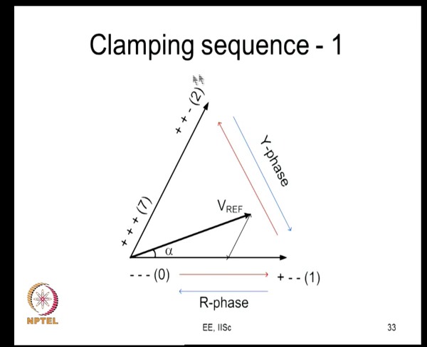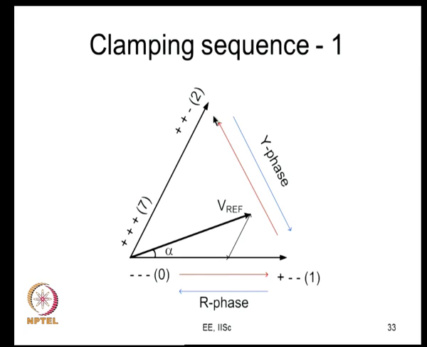But now this is what is called the clamping sequence. You do not have to go to the null vector twice, you can apply this null vector for the entire Tz seconds here itself. You can stay at minus minus minus for Tz seconds, then switch your R phase, so that you go to plus minus minus. You stay here for T1 seconds, then switch your Y phase, so that you go to active vector 2 and stay there for T2 seconds.